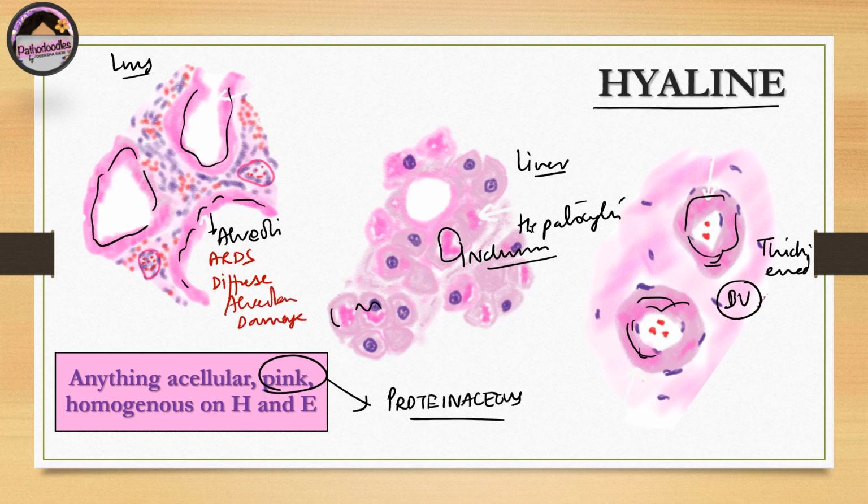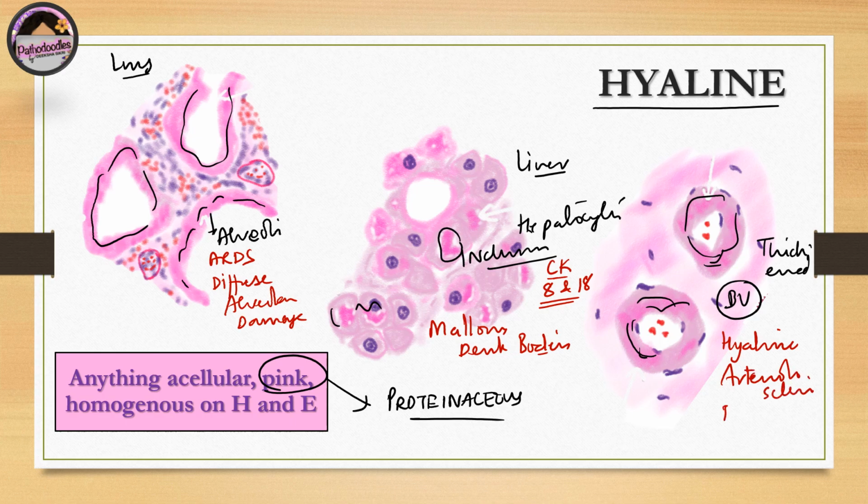This condition here, these are called Mallory-Denk bodies, and these inclusions are nothing but cytokeratin 8 and 18. They are intermediate filaments damaged, and they collect, and they're called Mallory-Denk or Mallory-Hyaline. The third condition is called hyaline arteriolosclerosis, which is seen in benign hypertension.